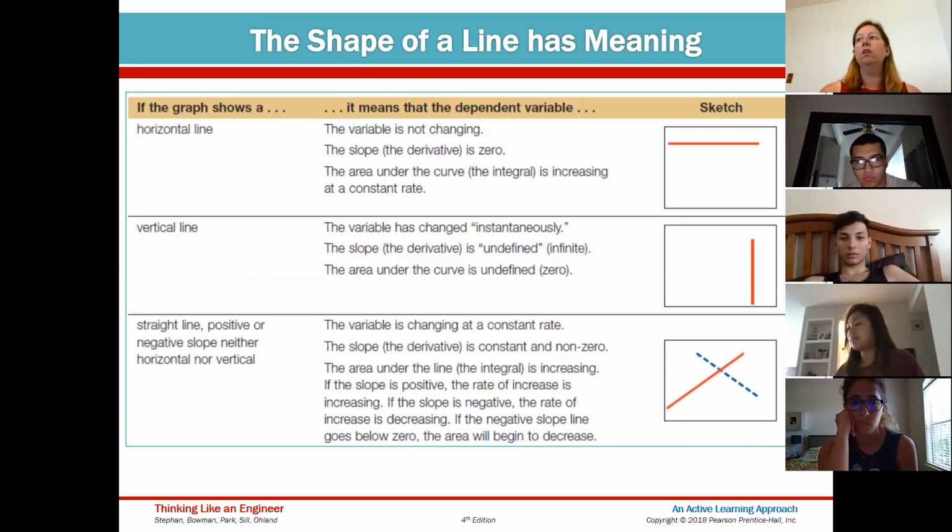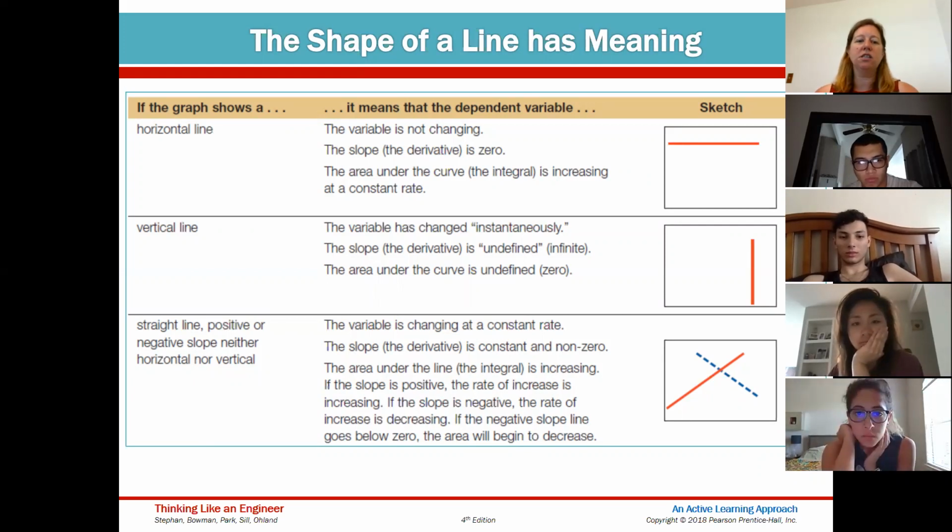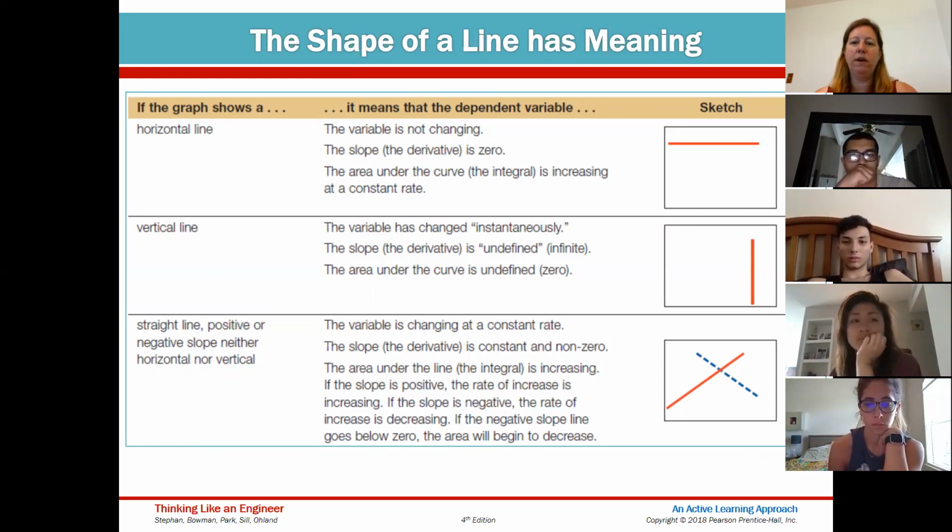If we have a vertical line, we know that the variable is changed instantaneously, the slope or derivative is undefined or infinite, and the area under the curve is undefined or 0 when it does that instantaneous jump down or up, depending on which direction it is moving.